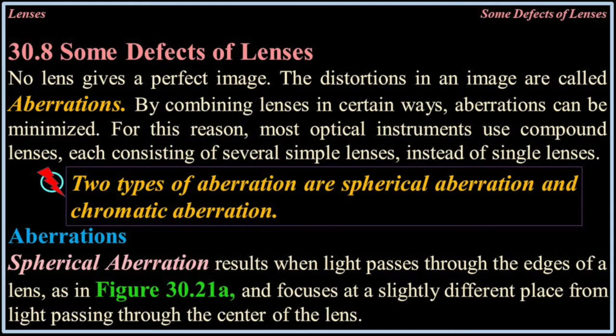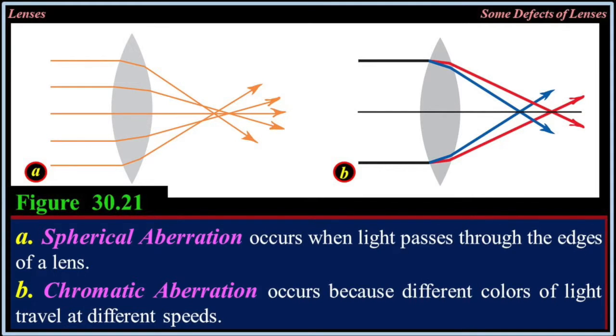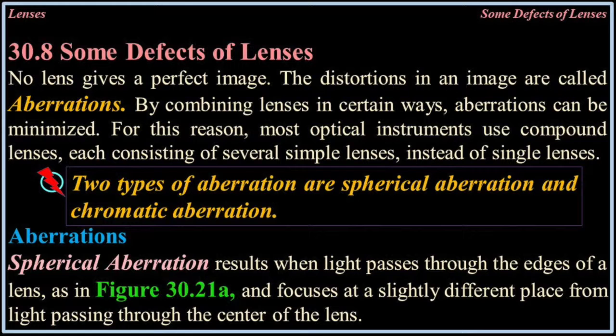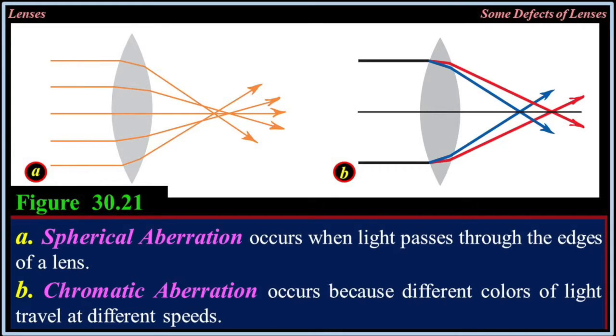Two types of aberrations are spherical aberration and chromatic aberration. Spherical aberration results when light passes through the edges of a lens, as in Figure 30.21A, and focuses at a slightly different place from light passing through the center of the lens. Figure 30.21A. Spherical aberration occurs when light passes through the edges of a lens.